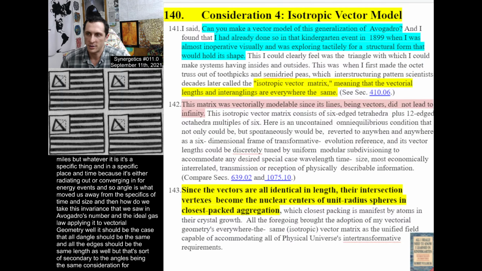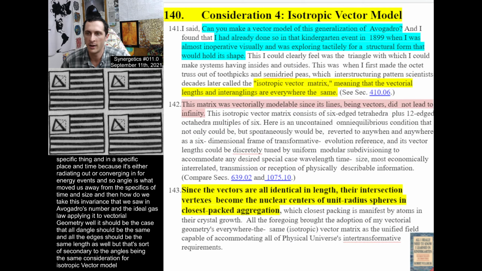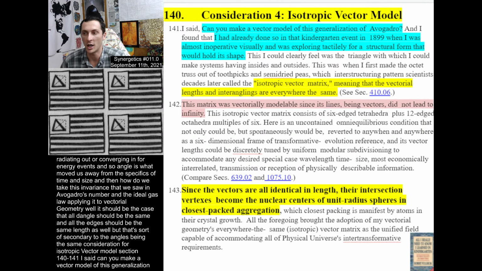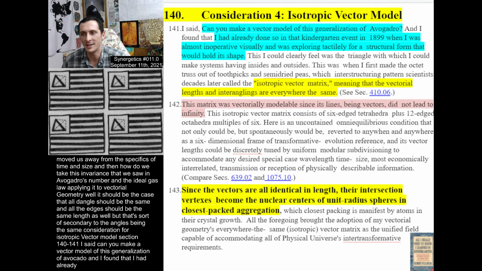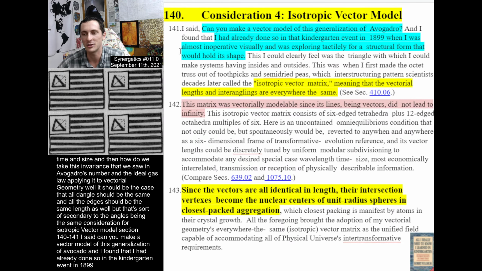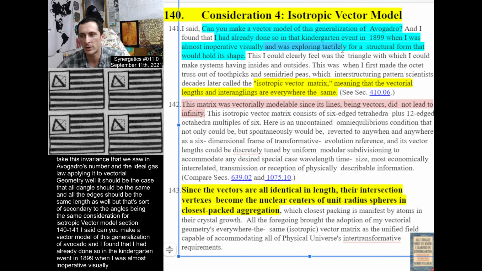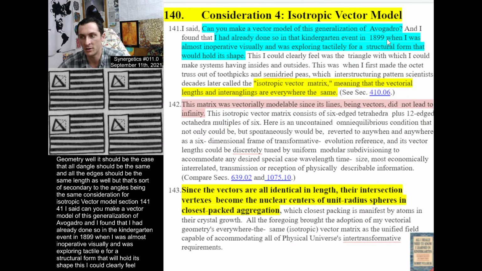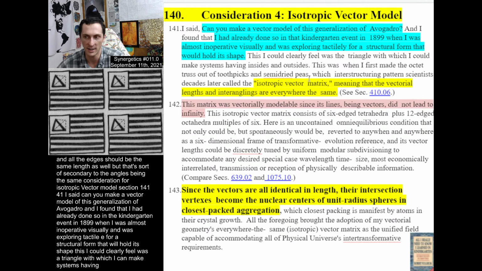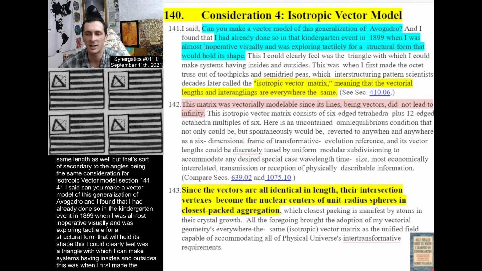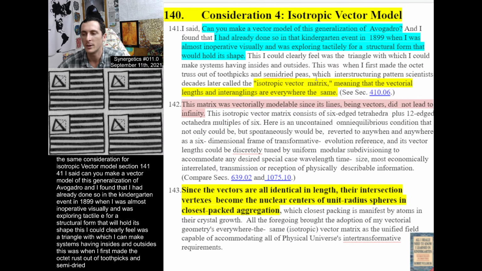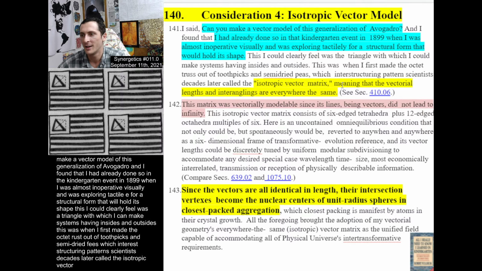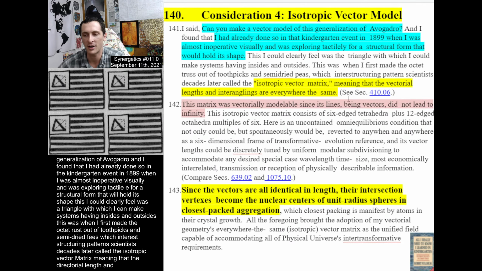Consideration 4, isotropic vector model, section 140.141. I said, can you make a vector model of this generalization of Avogadro? And I found that I had already done so in the kindergarten event in 1899 when I was almost inoperative visually and was exploring tactilely for a structural form that would hold its shape. This I could clearly feel was the triangle with which I could make systems having insides and outsides. This was when I first made the octet truss out of toothpicks and semi-dried peas, which interstructuring patterns scientists decades later called the isotropic vector matrix, meaning that the vectorial lengths and interanglings are everywhere the same.